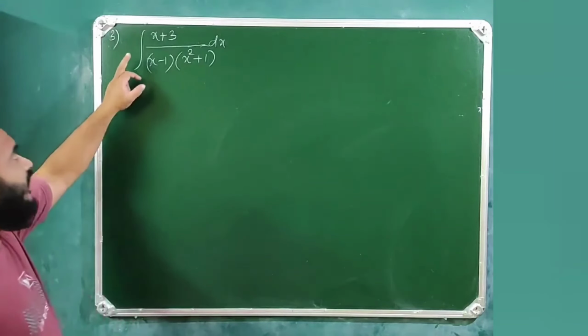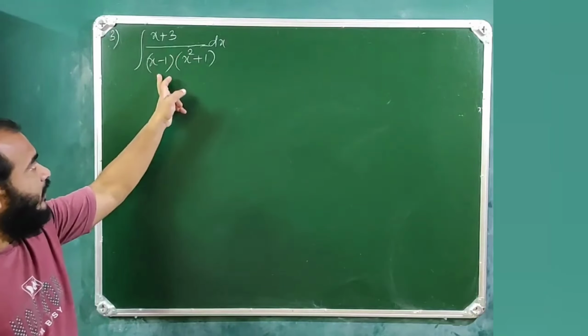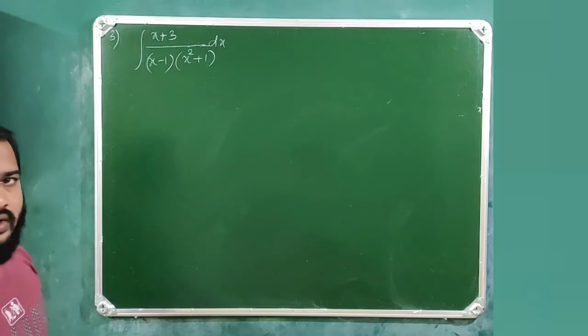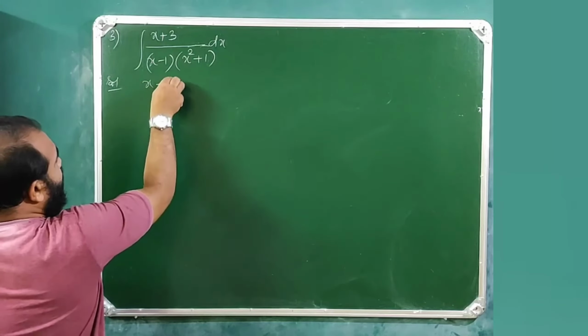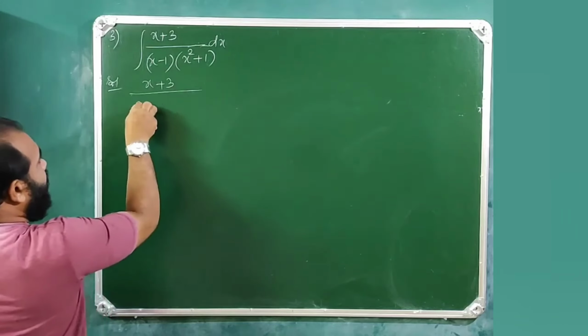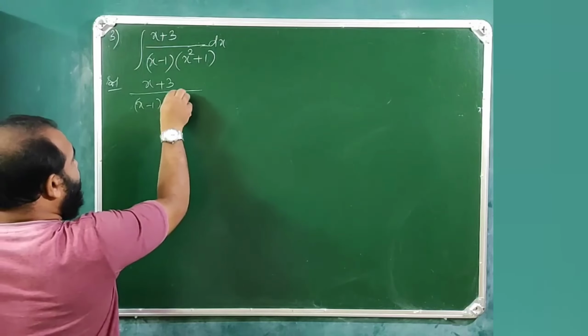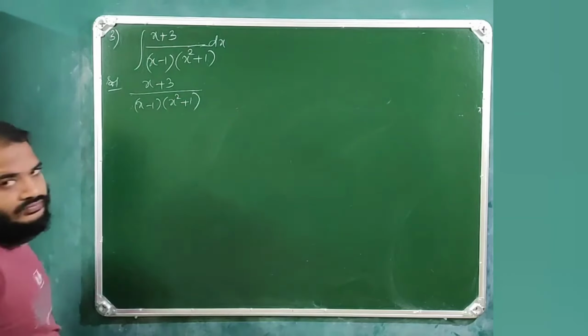Third question is integral of (x plus 3) by (x minus 1) into (x square plus 1) dx. So first let us consider this. x plus 3 by (x minus 1) into (x square plus 1).